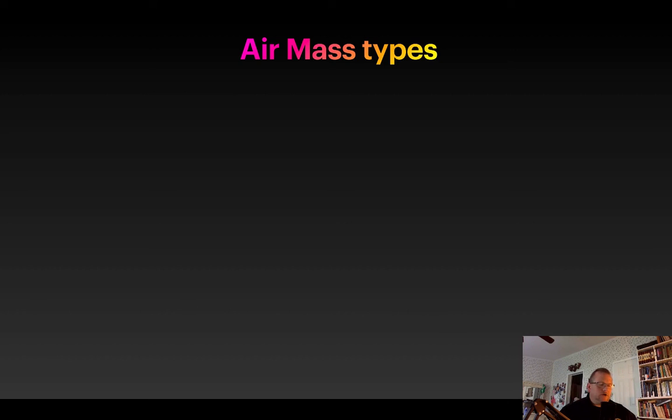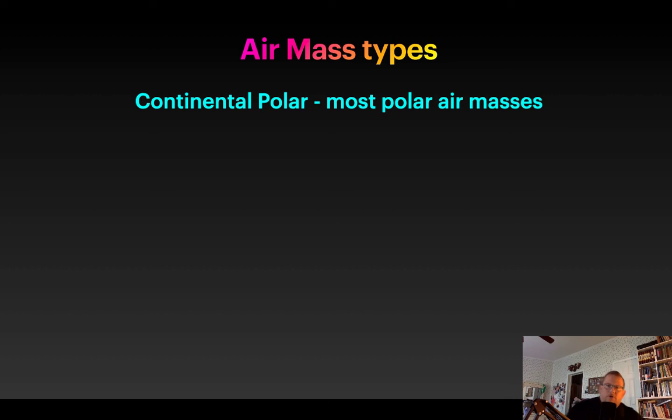Okay, so we said that the polar air mass forms in the polar regions. We said the tropical air mass forms in the tropics or the subtropics. We said a moist air mass, which is a maritime air mass, forms over the oceans. And a continental air mass is the dry air mass, and it forms over the continents or over a land mass. Okay? So, most polar air masses are continental polar.